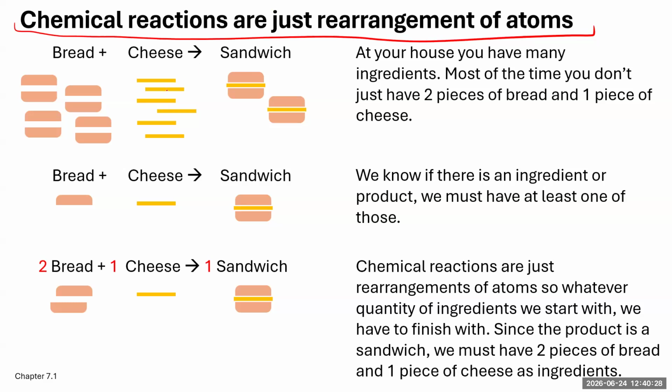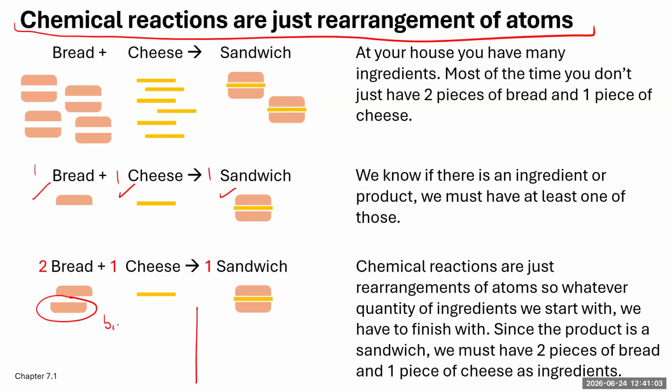We know we need cheese and we know it's going to make a sandwich, right? So we know we need at least one piece of bread, one piece of cheese, and it's going to make at least one sandwich because that's what we have, right? We were trying to make a sandwich. So we know if there's an ingredient or product, we must have at least one of those. Now, chemical reactions are just rearrangements of atoms. So whatever we start with, we have to end with. So since the product is a sandwich, we have to add this additional piece of bread because now it's balanced.